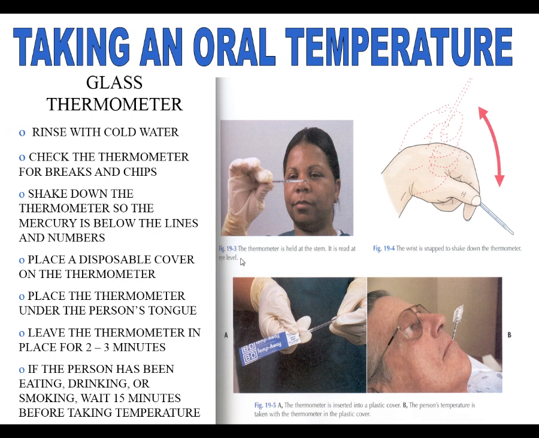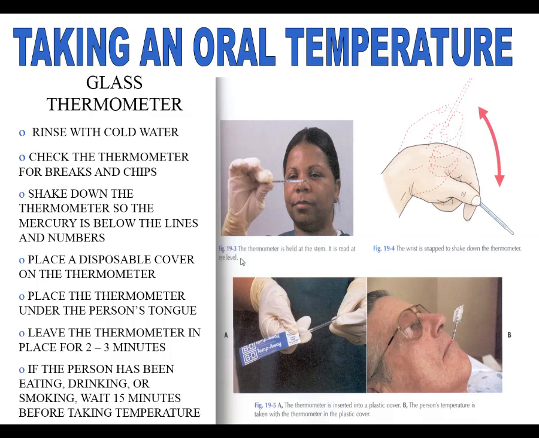When we take a temperature with a glass thermometer, you have to actually shake that thermometer down to where you see it below the 94 mark. This one says to leave the thermometer in place 2 to 3 minutes. Most doctors will want you to leave them in place for 5 minutes. Patients don't like to keep a thermometer in their mouth 5 minutes. And you always use a probe cover to cover that up.